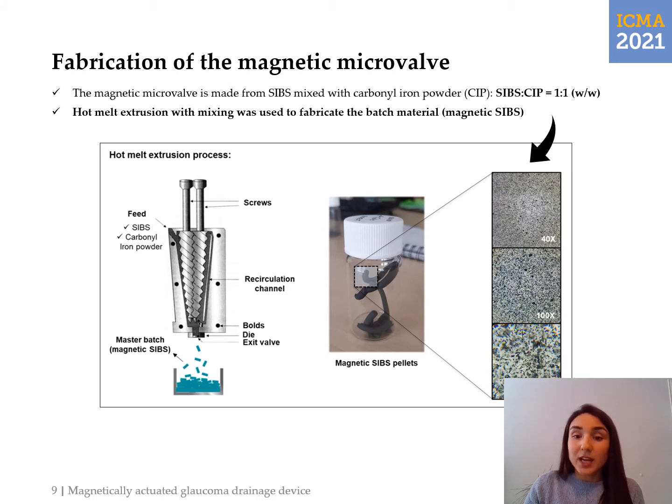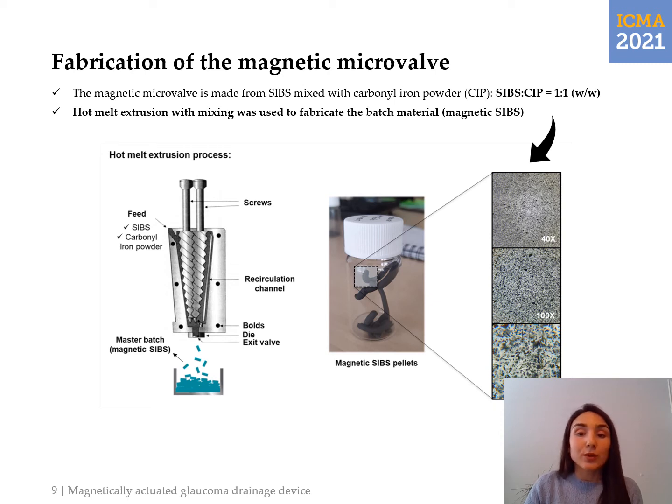Let's have a look at the fabrication of each of the components that make up the glaucoma drainage device. Starting from the magnetic microvalve, this is made of SIBS mixed with carbonyl iron powder, or iron microparticles, of 5 micrometers in diameter. These two components are mixed in a weight ratio of 1:1, and we use hot melt extrusion with mixing to mix these two materials effectively. We use this to produce the master batch material that we call magnetic SIBS.